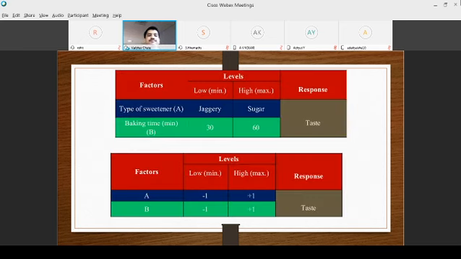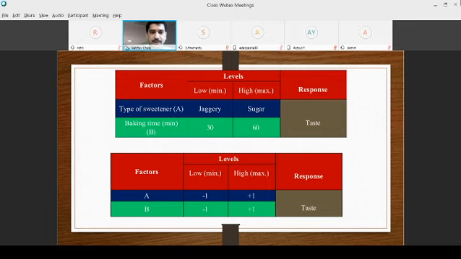So here in the design of experiment, we'll be making use of coded values. The minimum value will be represented as -1. The maximum value will be represented as +1. Say the factors we have considered are type of sweetener and baking time. Type of sweetener I'll call factor A. Baking time I'll call factor B. For type of sweetener, the minimum level I have taken is jaggery. The maximum level I have taken is sugar.